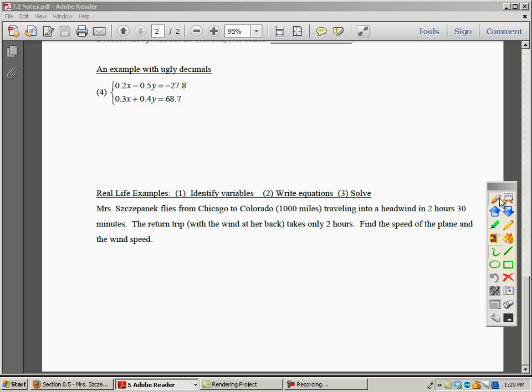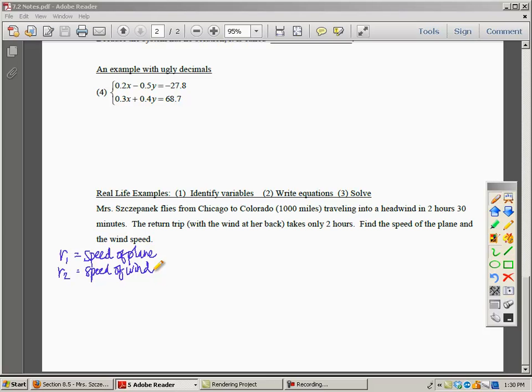Okay, there is a question like this in your book. This will come back on the quiz. It will come back on the test. But let me give you some ideas. Let's start first. They use R1 in your book for the speed of the plane. Okay. They use R2 for the speed of the wind.